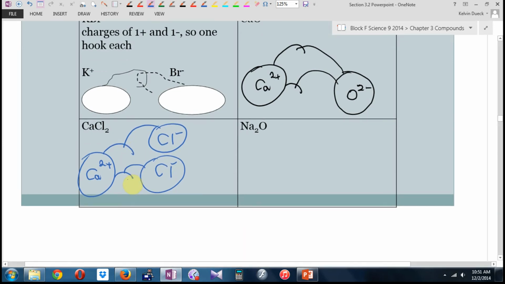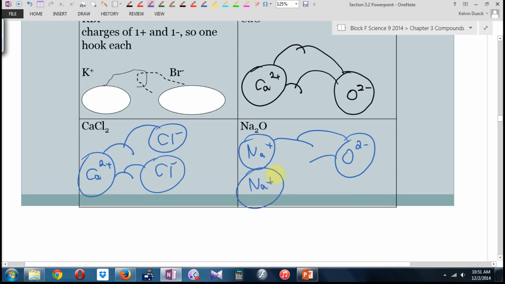Na2O. Let's see. Here's Na, charge of +1. It has one hook. Here's oxygen, charge of 2 minus. It has two hooks. What's wrong with this picture? I need another Na to hook there. I need two sodiums for every oxygen. They're quick to draw.